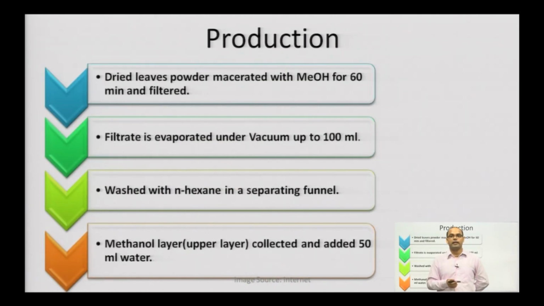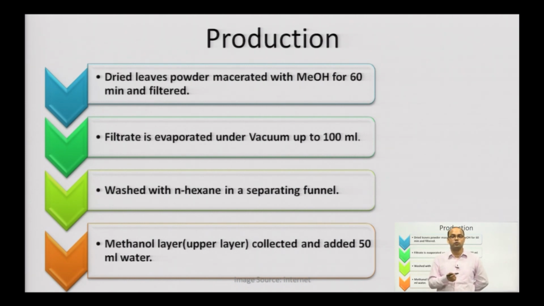Moving on to the next slide, production techniques. Here we use the dried leaves of our drug Artemisia annua. The dried leaves are powdered and macerated with methanol for 60 minutes and the mixture is filtered. The filtrate is then evaporated under vacuum up to 100 ml. This filtrate is then washed with n-hexane in a separating funnel, as we have done in the previous lecture.